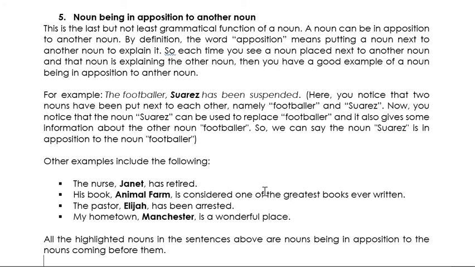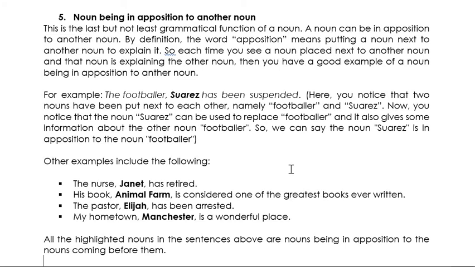For example, the footballer Suarez has been suspended. Suarez is in apposition to the footballer. The footballer is a subject, but the subject has an identity and he was identified as Suarez. In this instance, Suarez is in apposition to the subject, the footballer. Now, in the other examples, the nurse, Janet, has retired. Janet is in apposition to the nurse because it renames the subject. His book, Animal Farm, is considered one of the greatest books ever written. Animal Farm is in apposition to the subject, the book.